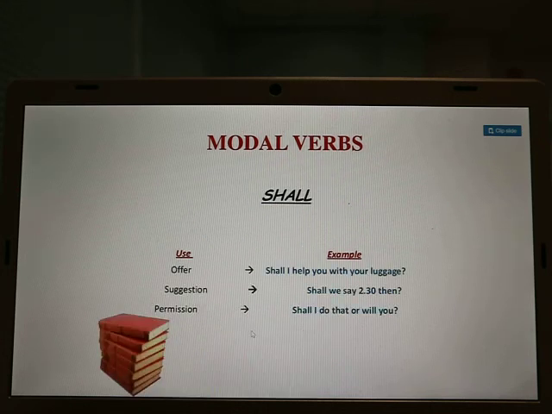Next, shall. You can use it for offer, suggestion, and permission. Like, shall I help you with your luggage? Shall we say 2:30 then? Shall I do that or will you? Okay.